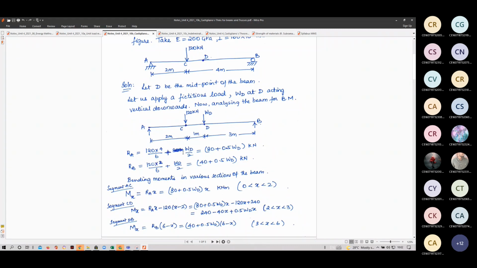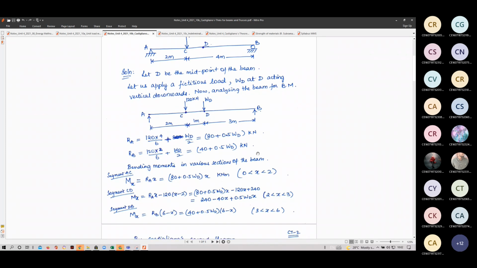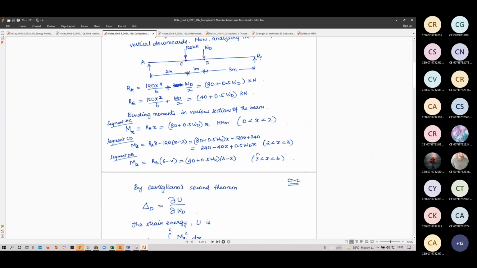Otherwise you have to do sum of the vertical forces is 0 and then take moment about A and calculate RB and RA like that. But by now, with this practice, you should be able to find RA and RB very fast. Otherwise you will not be able to solve big problems.